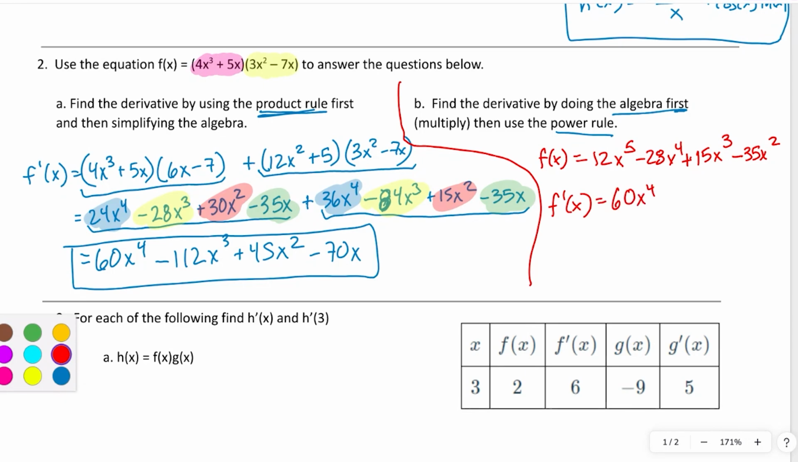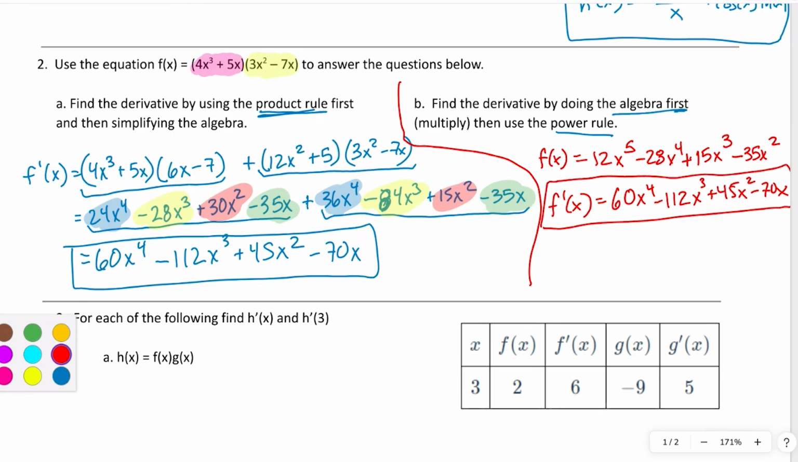28 times 4, let's see, 28 and 28 would be 56. 56 and 56 would be 112, so minus 112x to the third. 3 times 15 is going to be 45. And then 35 times 2 is 70. So notice we do get the same answer both ways.